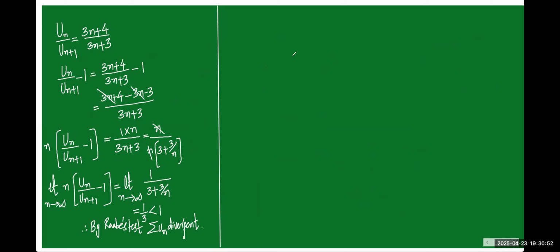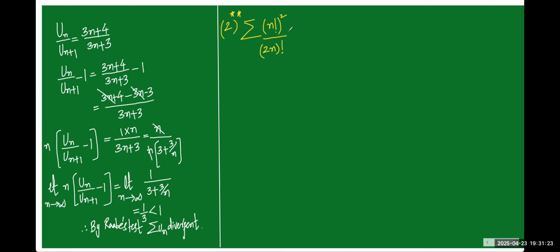Again, same question. Find the nature of the series. Test the convergence of the series: summation n factorial whole square by 2n factorial. This is a very important question according to my point of view, because I saw this question so many times in question papers.